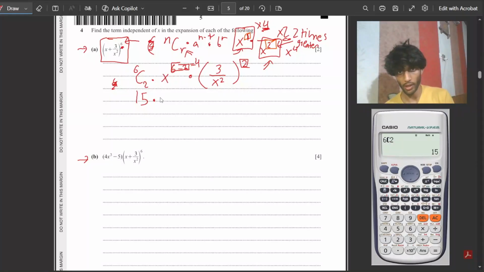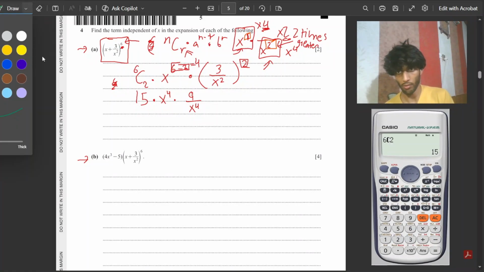And then I times it by x raised to the power 4 times. So 3 times 3 is going to be 9. And then x squared raised to a power of 2, that's going to be x to the power of 4. Okay, and so check this out. Now this cancels out really easily.